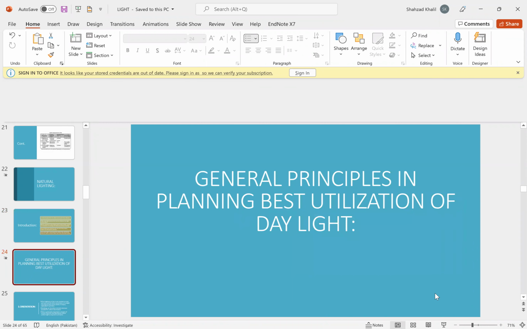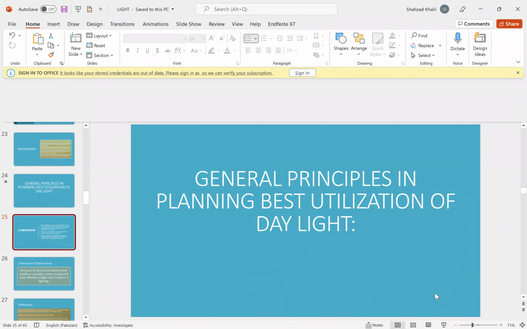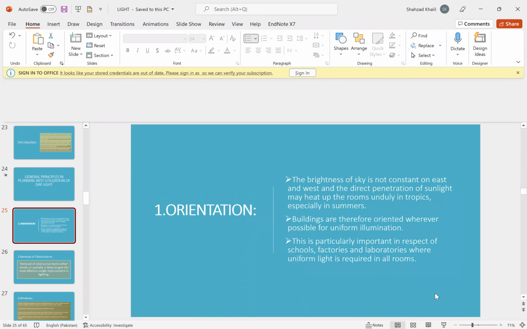General principles in planning best utilization of daylight. Number one is the orientation. The brightness of the sky is not constant on east and west, and the direct penetration of sunlight may heat up the rooms unduly in tropics, especially in summers. Buildings are therefore oriented wherever possible for uniform illumination. This is particularly important in respect of schools, factories, and laboratories, where uniform light is required in all rooms.